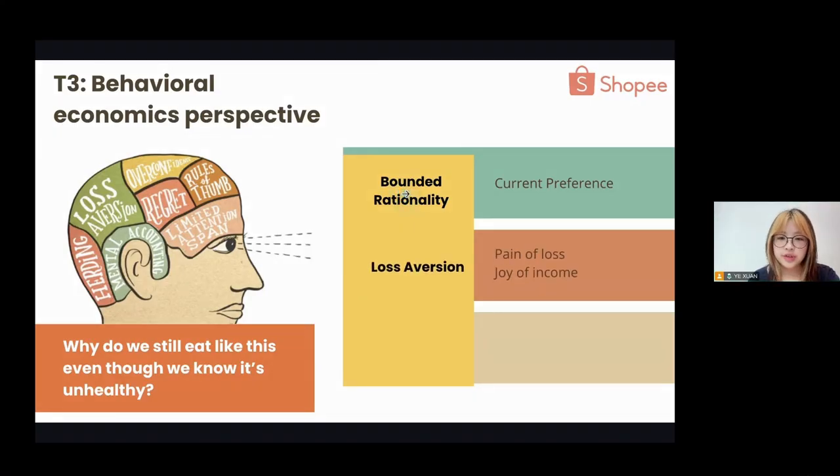Loss aversion points out that people are more afraid of losing what they already have rather than creating something new. For example, changing dietary habits often means giving up pleasurable food such as fried chicken, hamburgers, or milk tea, although it is rational to know that these foods are harmful to health. People may think quitting this food as a loss because they have become accustomed to this happiness.